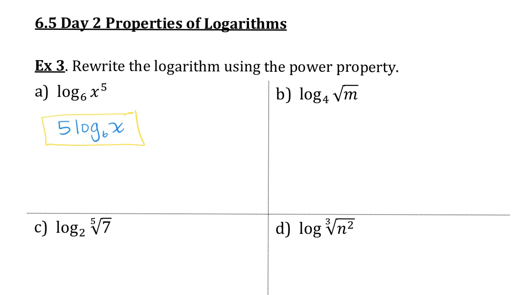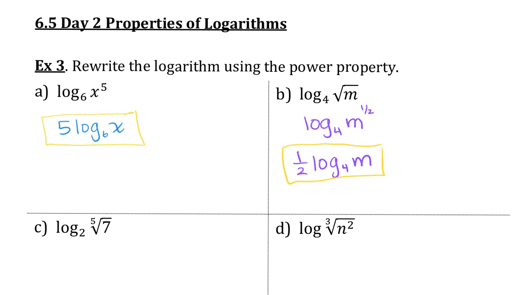Okay, now if I look at B, it says the log base 4 of the square root of m. I need to use the power property, but I don't have an exponent, so I need to rewrite this with an exponent. Okay, now if I'm doing a square root, what is the exponent? It's 1/2. It is 1/2 because if I rewrote this, it would be the second root of m raised to the first power. So the square root of m is m to the 1/2. Now I can do the power property and bring the 1/2 down. Okay, and then that's what the power property would look like with a radical. And you're going to show both steps.